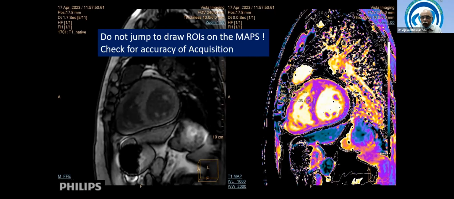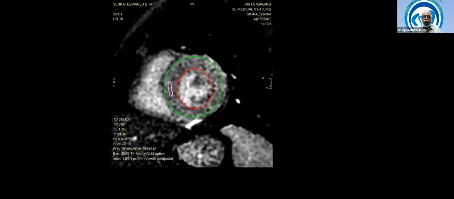Do not jump in and draw an ROI, because without a proper analysis of the raw data, motion correction, breathing motion and heart rate variation, you are going to put your finger somewhere else. So the best thing to do is not to jump, and look at the raw data. Now, look at this. Someone started the calculation already. An ROI has already been drawn on the septum, and the epicardial and endocardial contour segmentation has already been done.